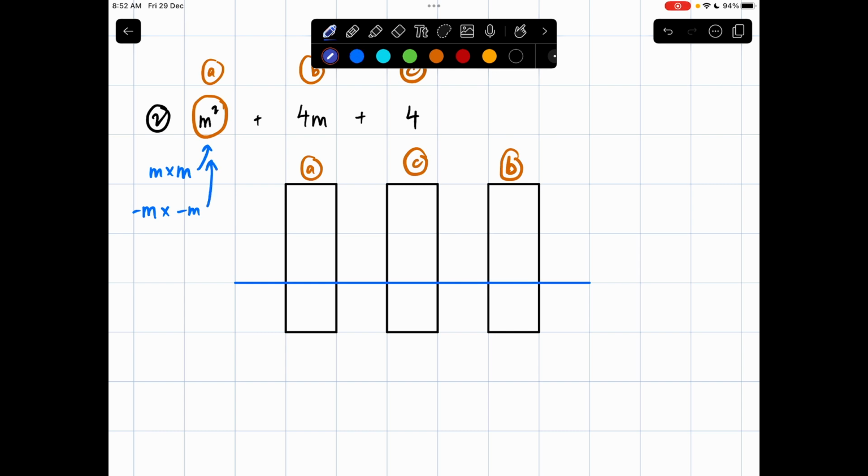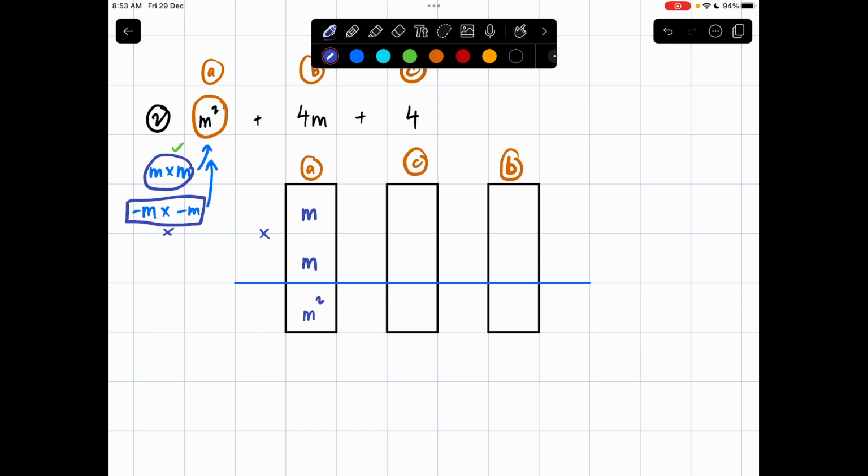Frankly, this combination, although possible, is rarely asked, and it's wise for us to just neglect this for most cases. But in some very, very rare cases, it is possible to have negative m, negative m. But for this case, let's ignore that. So just take m times m. So m times m is selected. So what we do is we write m and m right over here. So m times m, we get m squared.